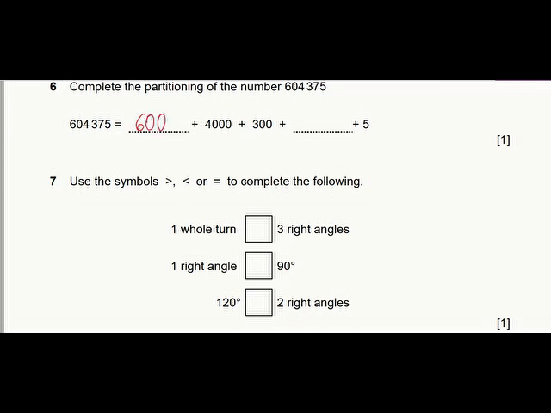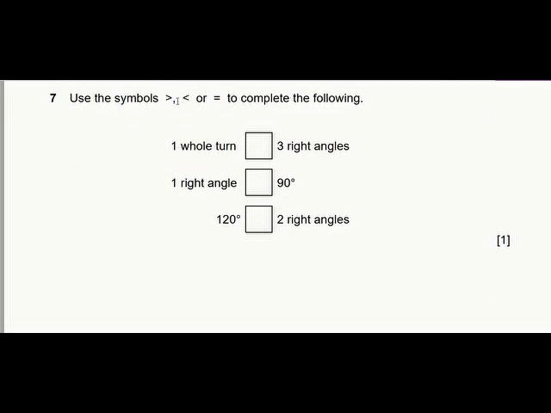Now, this number is just 600. It's 600,000, right? So this is 600 and 1, 2, 3. 600,000 plus 4,000 is 604,000, isn't it? Now, 375. We got it? So it's not that complicated. All right. There is not much to explain there.